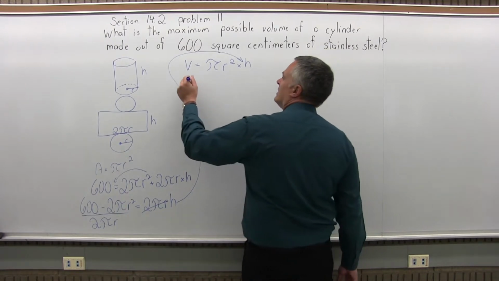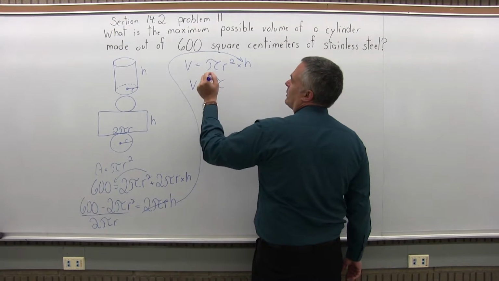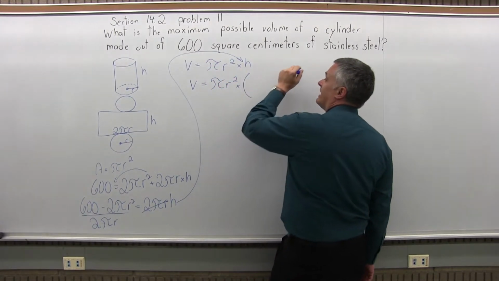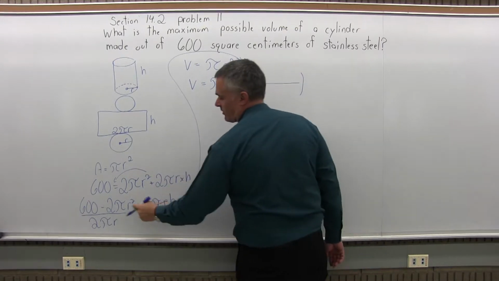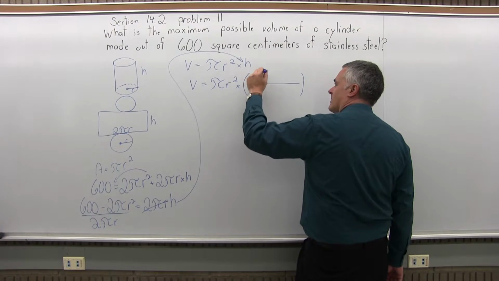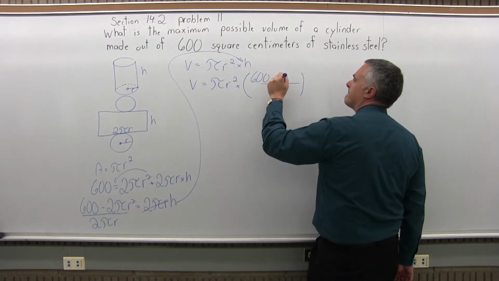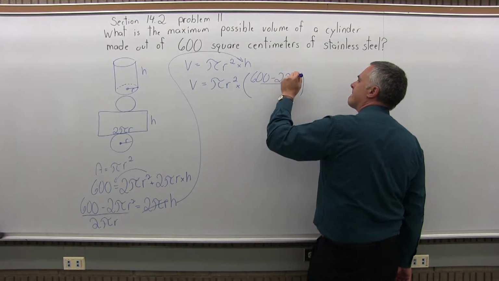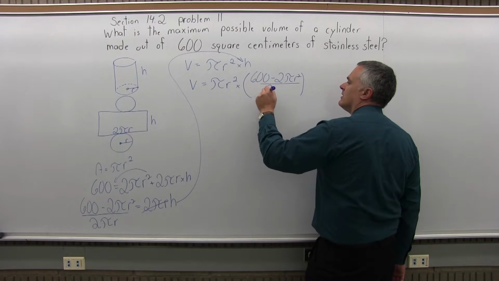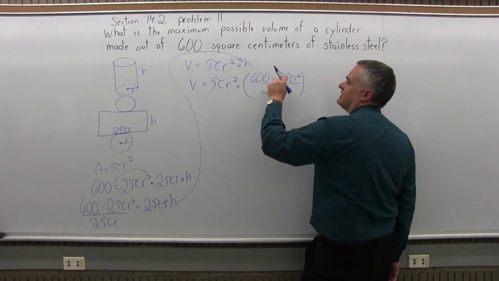So v equals, oops, no 2, sorry, pi r squared times h, where h I know is equal to, from my work on the left side of the problem here, 600 minus 2 pi r squared, divided by 2 pi r. All this big mess here is h.